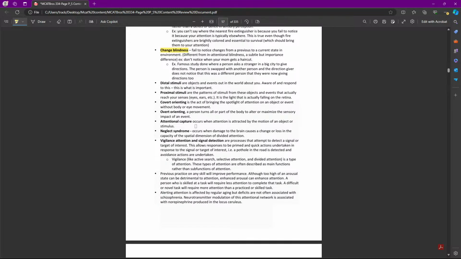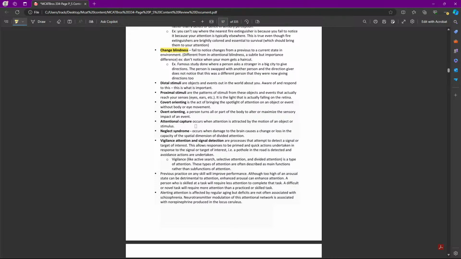Distal stimuli. Distal stimuli are objects and events in the world about you, that you're aware of and respond to. This is what is important. Proximal stimuli are the patterns of stimuli from these objects and events that actually reach your senses. It's the light that is actually falling on your retina. Okay? Covert orienting is the act of bringing the spotlight of attention on an object or event without body or eye movement. Overt orienting, a person turns all or part of the body to alter it to get sensory impact. So overt, you can remember, is obviously moving. So you have to obviously orient yourself.